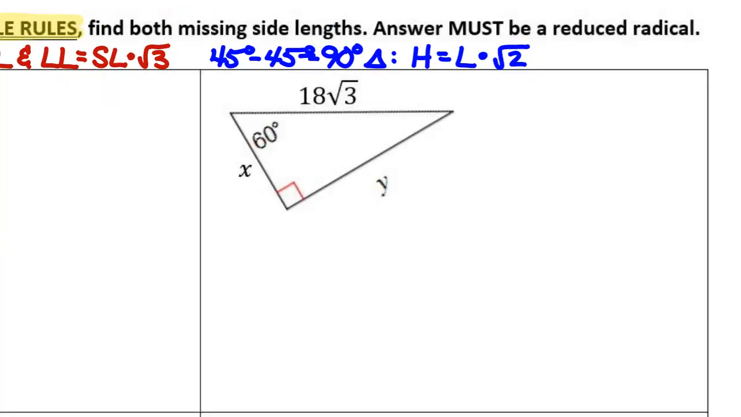On the 45, 45, 90, we don't have a short leg and a long leg because the 2 legs are the same size. That's why it's just L instead of SL or LL.